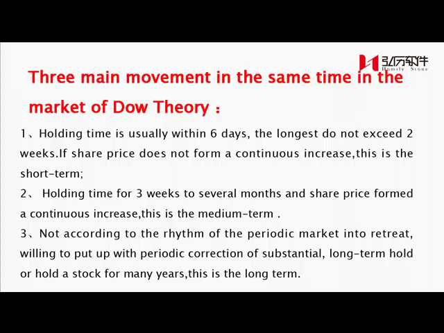And then the third one, not according to the rhythm of the periodic market, into retreat. So willing to put up with the periodic correction of substantial size. What does it mean? It means the investors will hold the share for a long term, even for many years. They aren't affected by the correction of the share, but make sure the trend of the share is an uptrend. So this could be a long term.